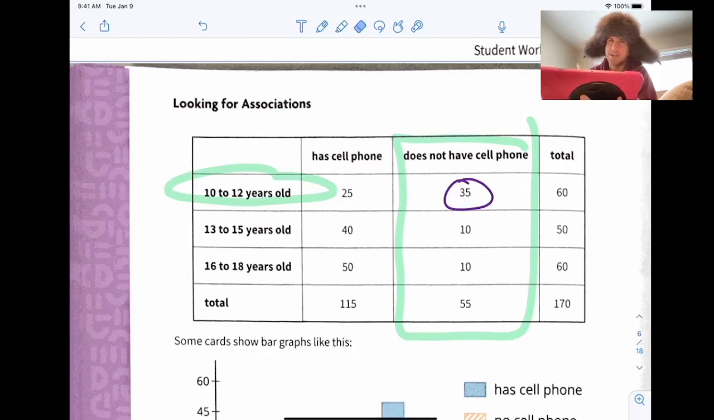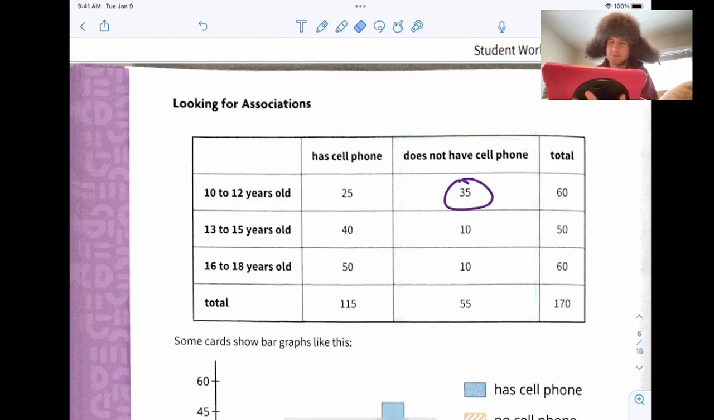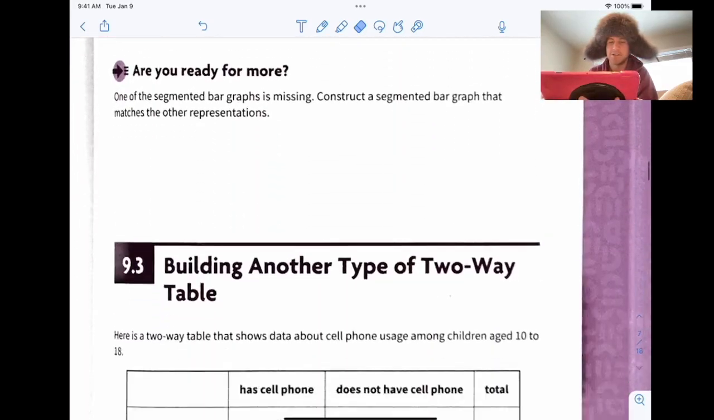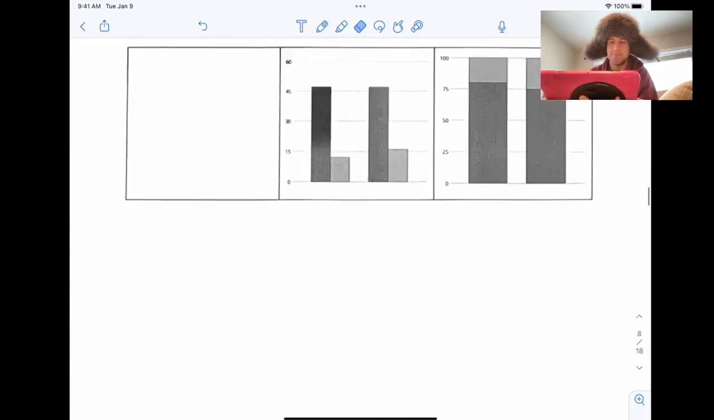But when we start looking for associations, a relative frequency table is going to be more helpful. Now let's go check one of those out. Let's go to this lesson summary.